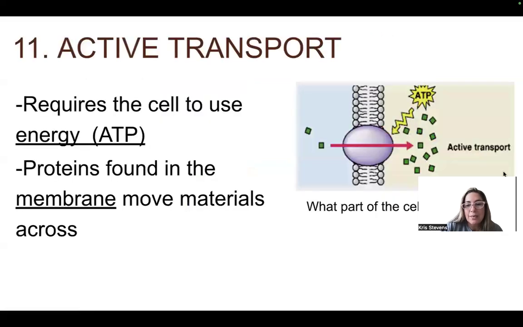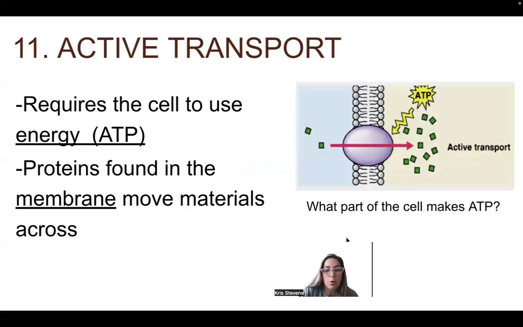All right. Active transport. There's 3 types of active transport. This means going against the concentration. You have to push this in. It's like going up a hill. So it requires energy. Proteins found in the membrane move materials across. So this is active transport, like going up a hill.